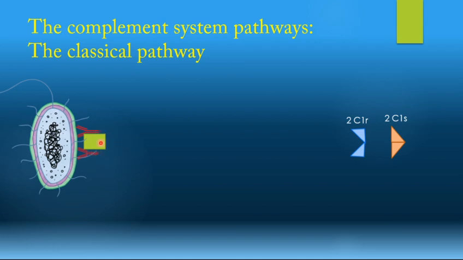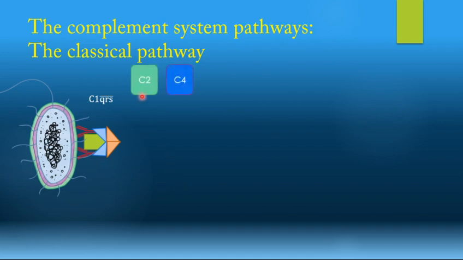And this will cause changes in the peptide, exposing some sites for binding, basically. And these sites will bind to two molecules of C1r, and these C1r will bind again to two molecules of C1s. And thus we form the C1qrs complex. The C1qrs complex is capable of cleaving a few of the complement peptides. Specifically, we're talking about C2 and C4.